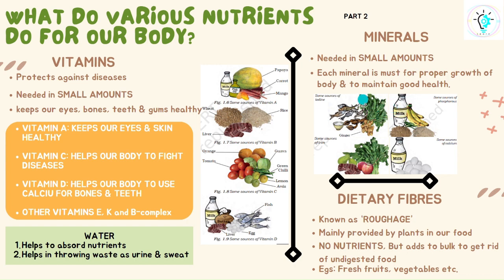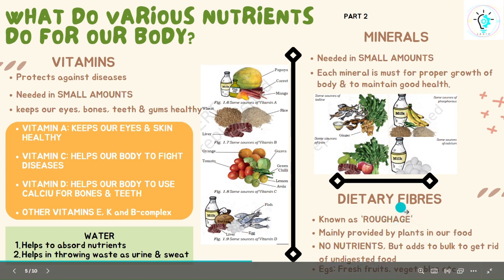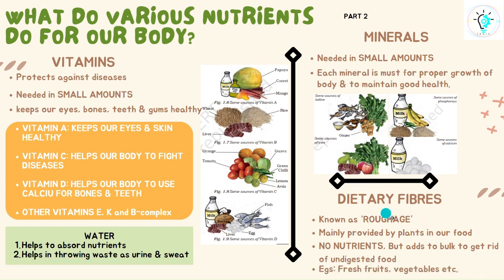Minerals, on the other hand, can be sourced from different resources, like some sources of phosphorus, some are sources of calcium, some sources of iron, and some sources of iodine has been shown in this picture. Okay, other than vitamins and minerals, another important part of our diet should be dietary fibers, which are also known as roughage, which is provided by plants in our body. These are not nutrients, but they add to the bulk and get rid of undigested food. Other than all the nutrients we have discussed so far, we should remember to take ample amount of water because it helps to absorb nutrients and also helps to throw out waste as urine and sweat.